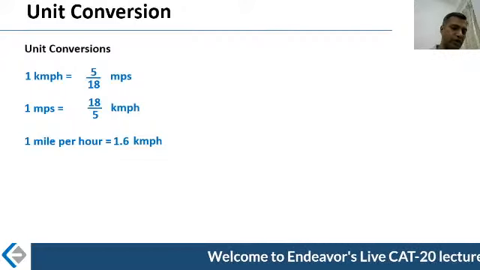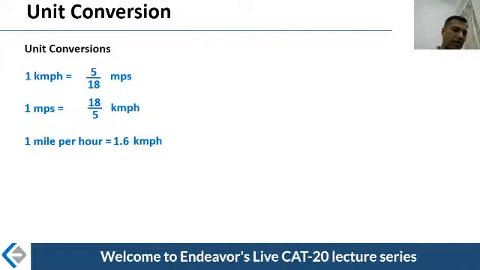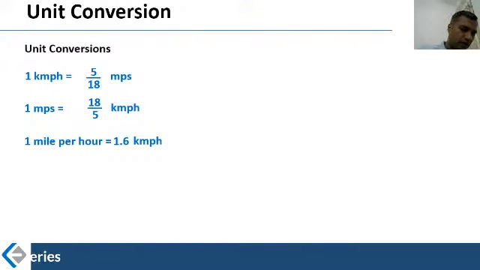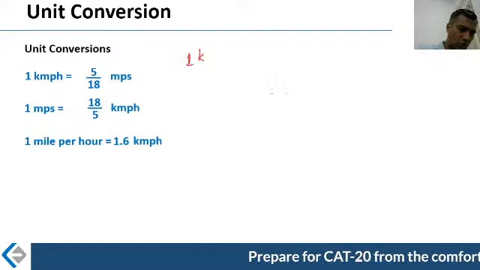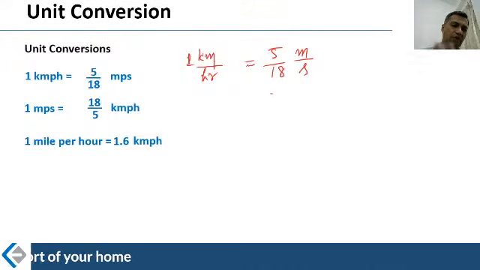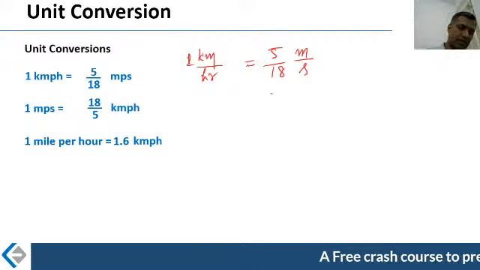Even before you go to the illustration of the example, I want you to remember these two points. I'm sure from your high school you might still remember how to get them. One point I want you to remember is 1 kilometer per hour. If you wish to convert it to meters per second, I'm sure all of you know that it is 5 by 18 meters per second. 1 kilometer per hour is equivalent to 5 by 18 meters per second.